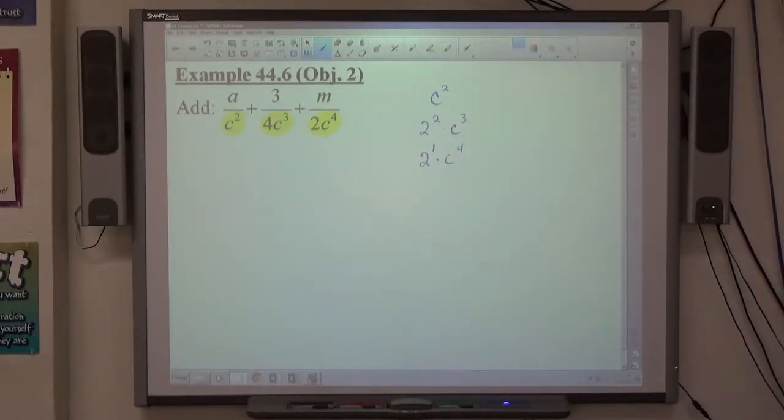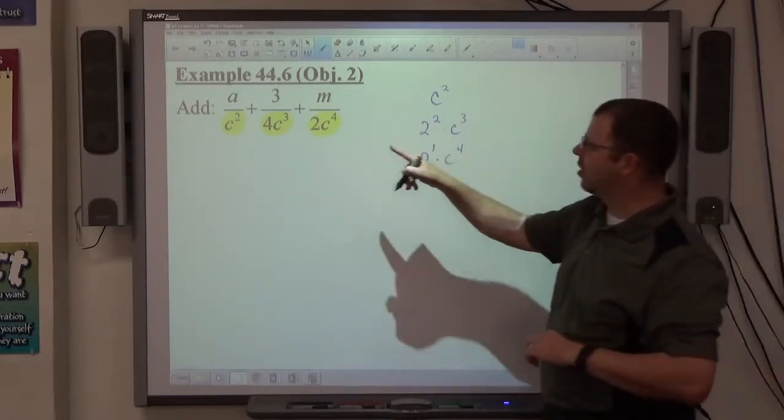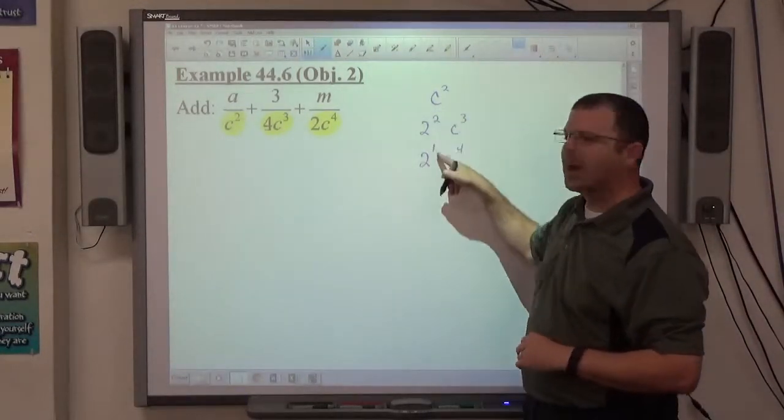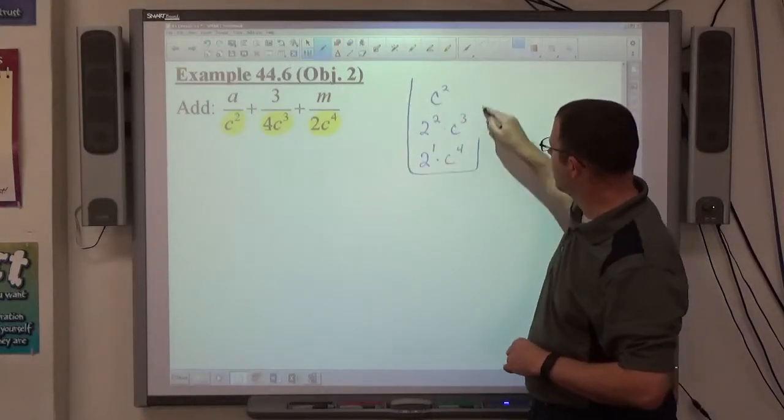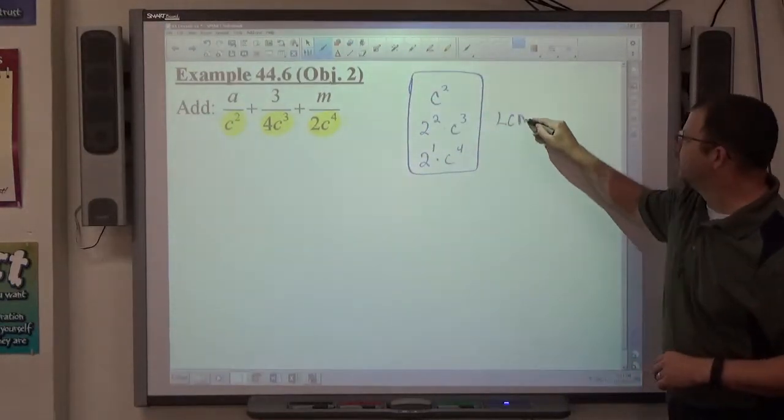If they're all just basically factored already, like the last three were, just go right with it. If you do have to do some factoring, such as this 4 is equal to 2 squared, I'd recommend writing them all down over here just so you can look at them. And then you make your least common multiple decisions about that.